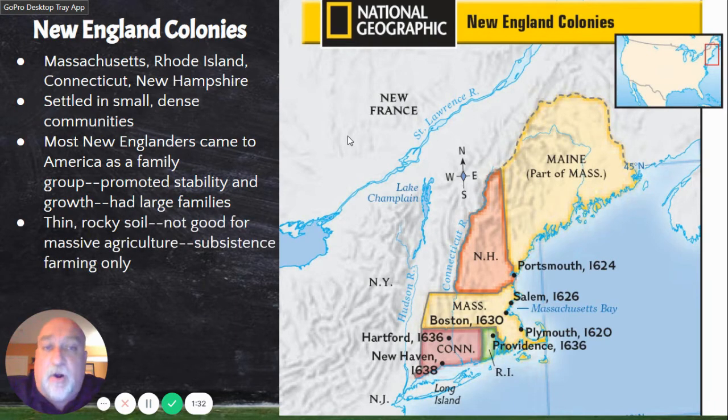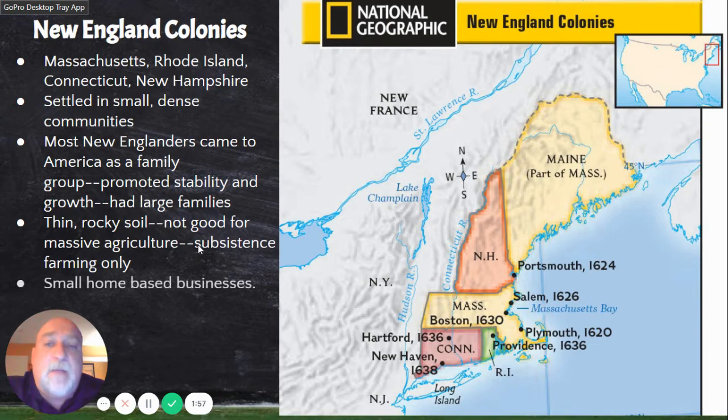As I said, the farmland is actually pretty poor. The soil is thin, it's sandy or rocky. It's not very good for producing large amounts of crops. So instead, the people of New England are subsistence farmers. That is, they grow enough food for themselves to live. They're not growing enough to sell the surplus to make a profit.